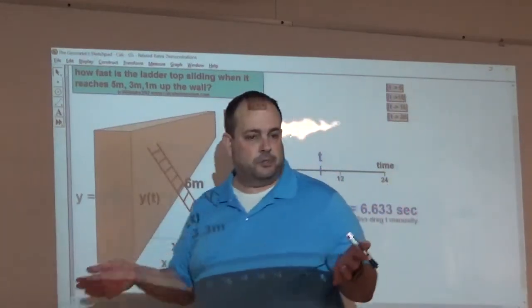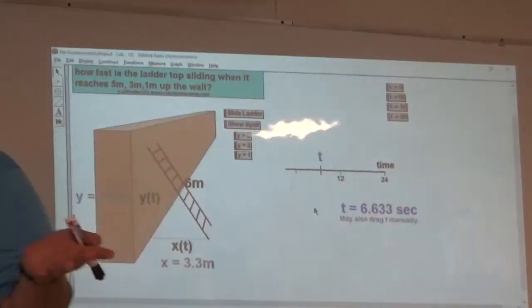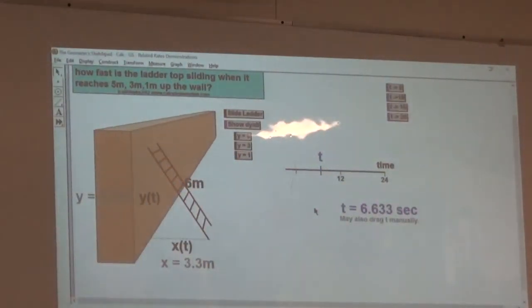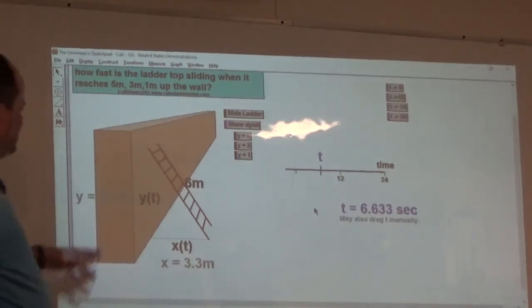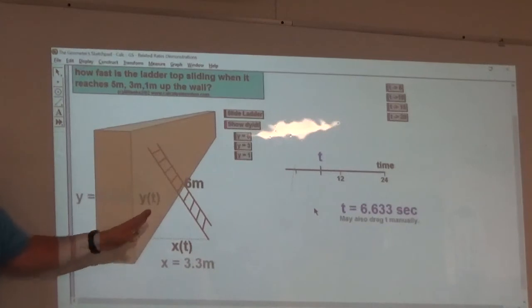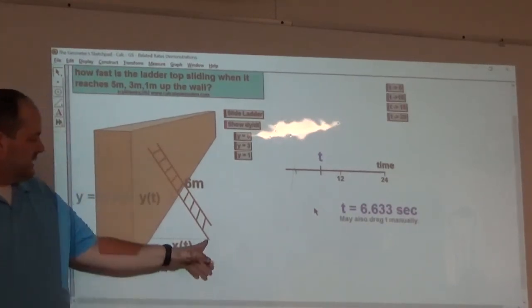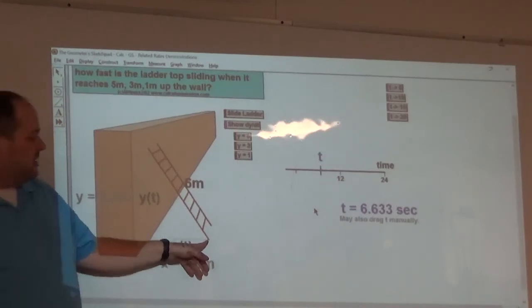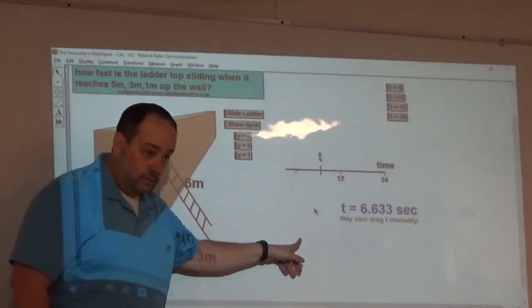What's happening in this situation? Henry, what's happening? The ladder is sliding down. Why is the ladder sliding down? Is that what it says in the problem? No. It's pulled away. The ladder is getting pulled away, so like somebody's over here and they're pulling the ladder away from the wall.